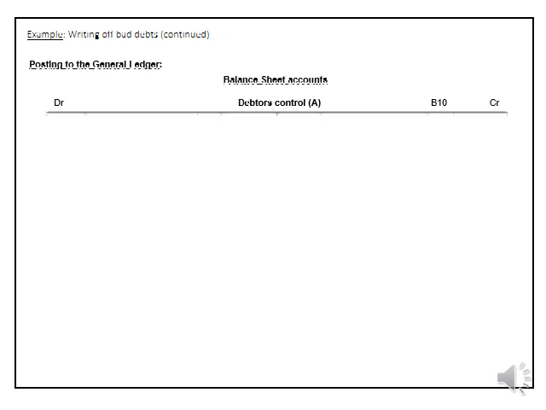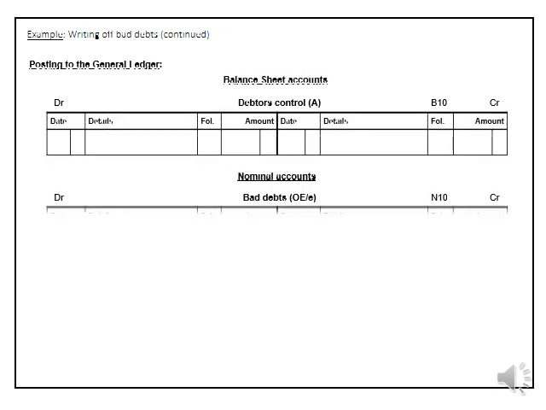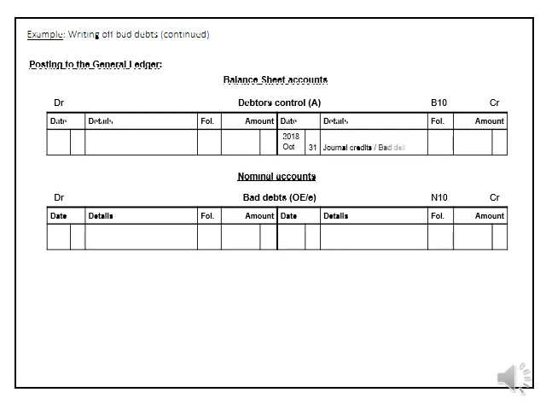Posting to the general ledger, again, we do exactly as we did in the journal entry, which means debtors control is going to be credited with journal credits, and bad debt is going to be debited with C. Carlser or debtors control.